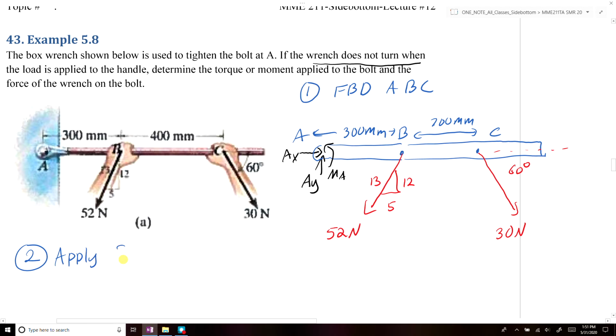All right, so we're going to apply sum of the forces in x is equal to 0, the sum of the forces in y is equal to 0, and the sum of the moments about a point is going to be equal to 0.